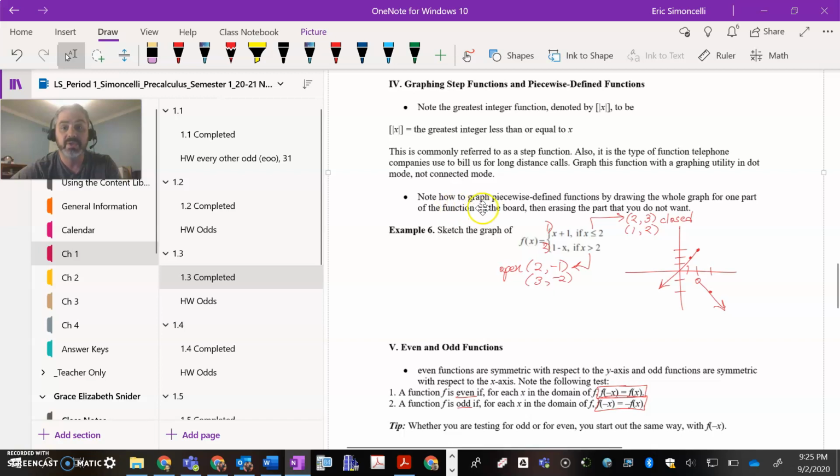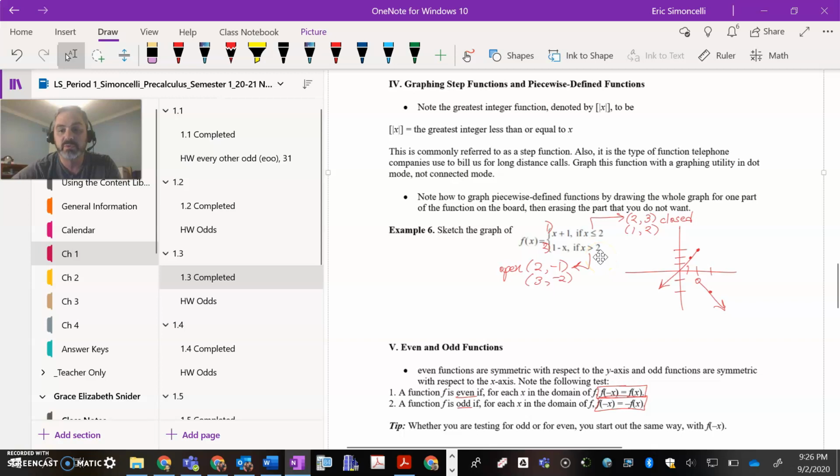It says, note how to graph piecewise defined functions by drawing the whole graph for one part of the function on the board or on my notes here, and then erasing the part that you don't want. Now, it says on the board, I guess we can say on OneNote or on your piece of paper. Sketch the graph of, here it is, the piecewise defined function. You've got a piece 1 that looks like a linear function wherein x is less than or equal to 2. Piece number 2, again a linear function wherein x is greater than 2.